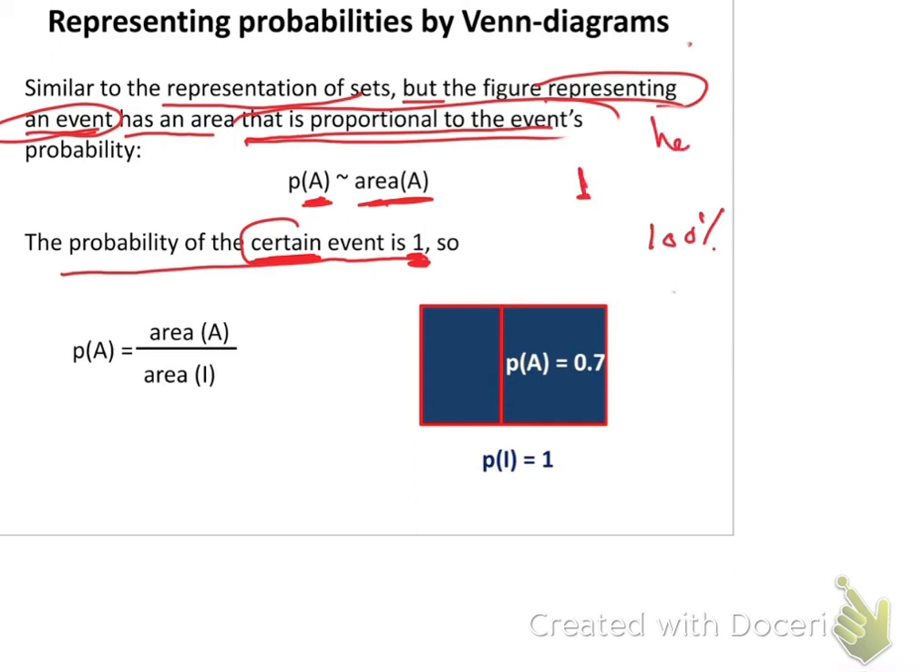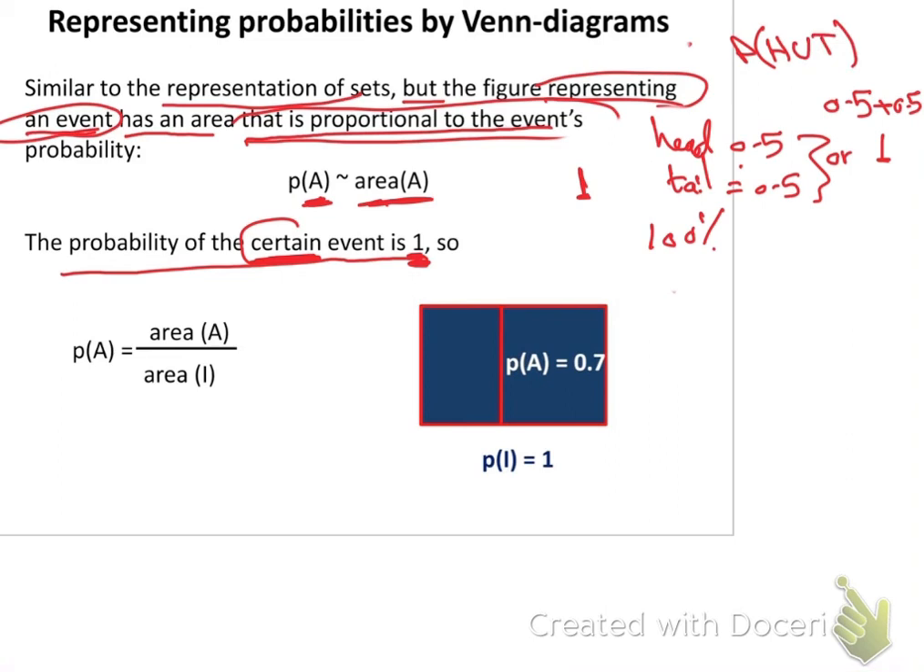The head probability is 0.5. The tail probability is 0.5. So the possibility of having head or tail will be 1: 0.5, which we just took in the last slide, plus 0.5. The probability of having head union tail equals the probability of head plus the probability of tail. So it will be 0.5 plus 0.5 equals 1. Okay, I hope this one is clear.